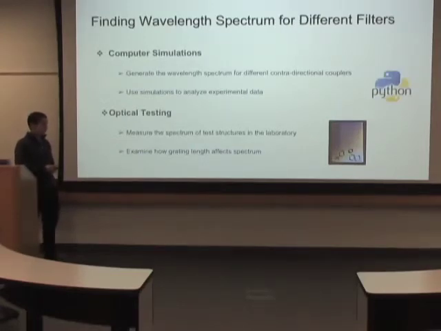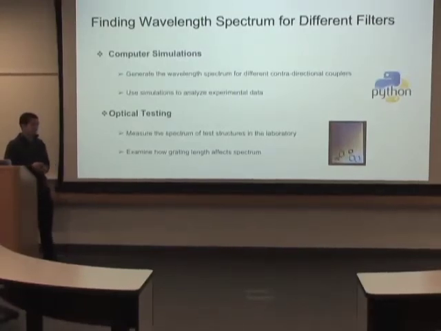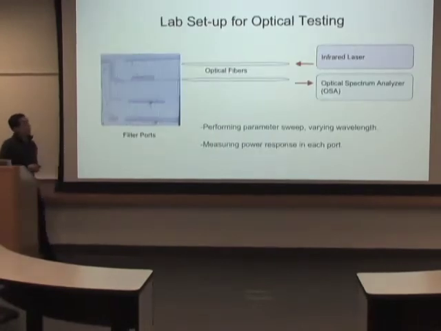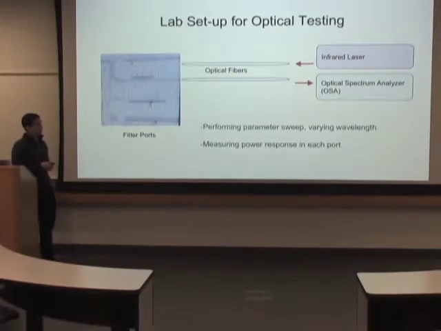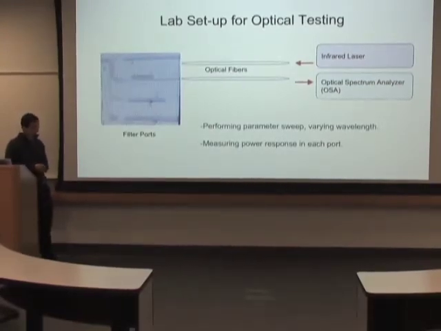I'm now going to talk a little bit about the overall goals of my research this summer. What I wanted to do is examine how contradirectional couplers with various physical parameters would have different wavelength spectrums. I started off with some computer simulations. I read a lot of literature and textbooks about how these things work, and from this knowledge, I was able to start constructing plots using Python that describe their behavior as far as efficiency goes and wavelength spectrums.